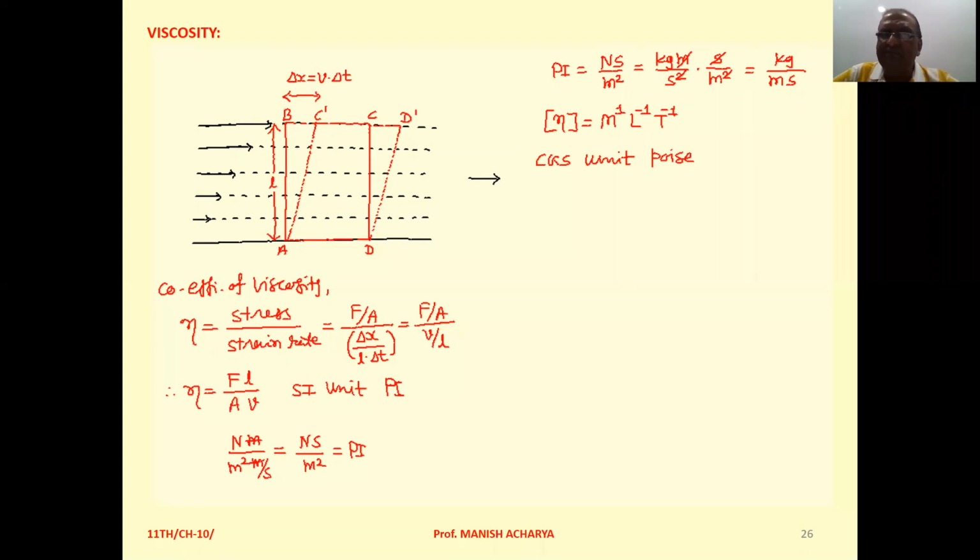We can write poise equal to dyne second per centimeter square, or gram per centimeter second. Clear to all of you?